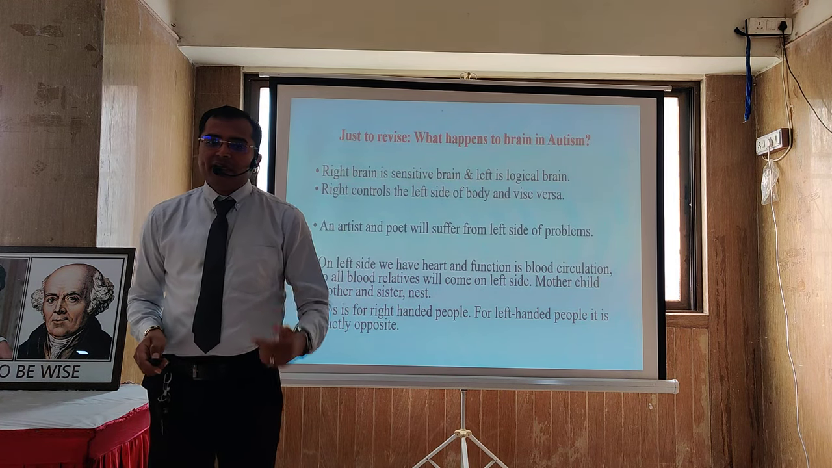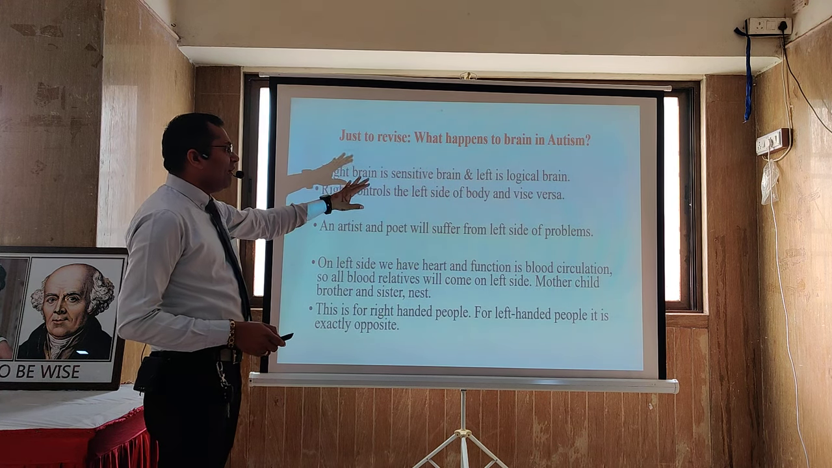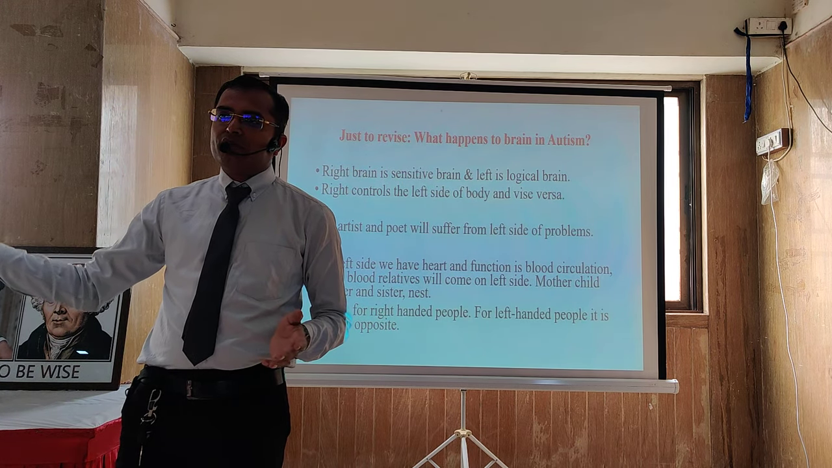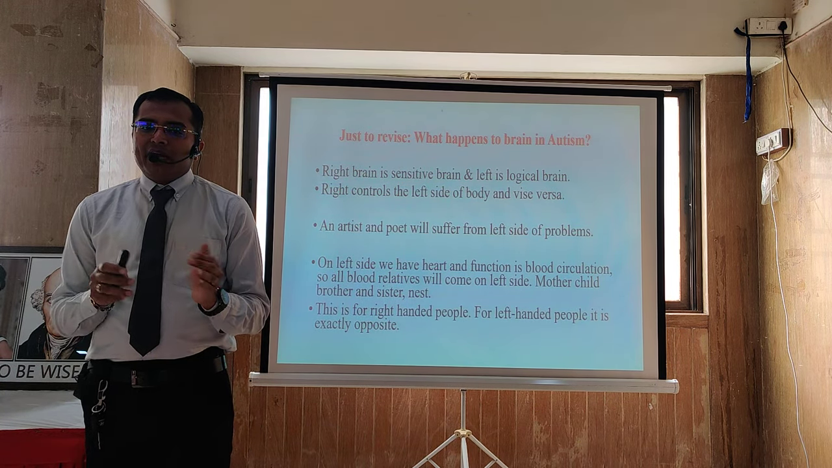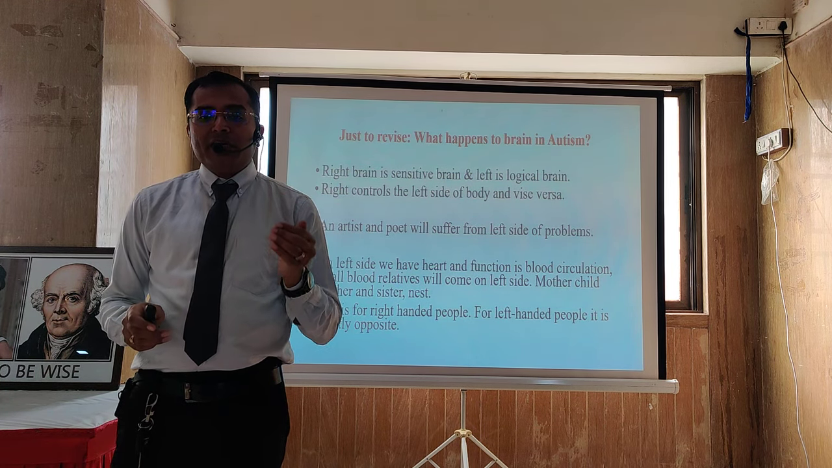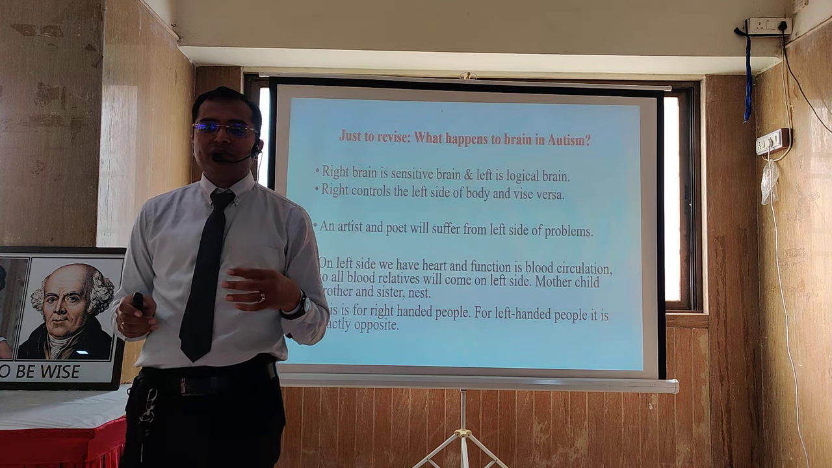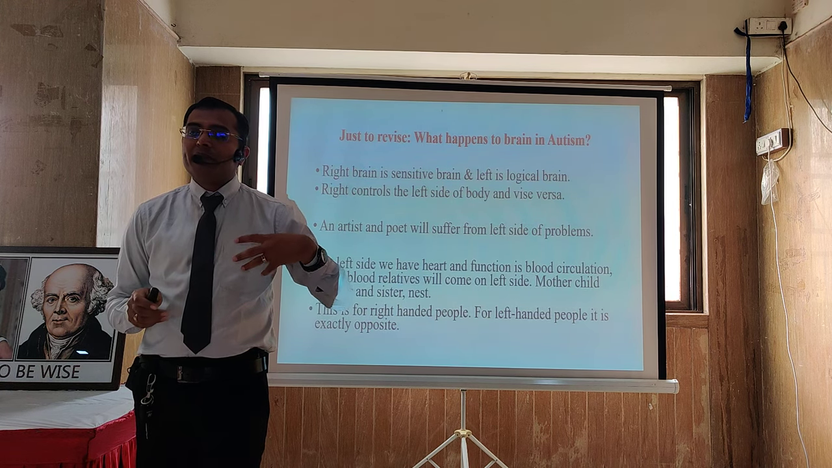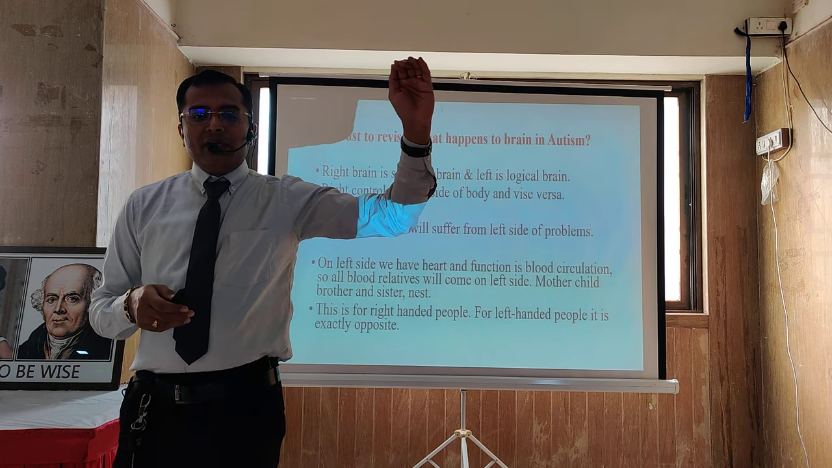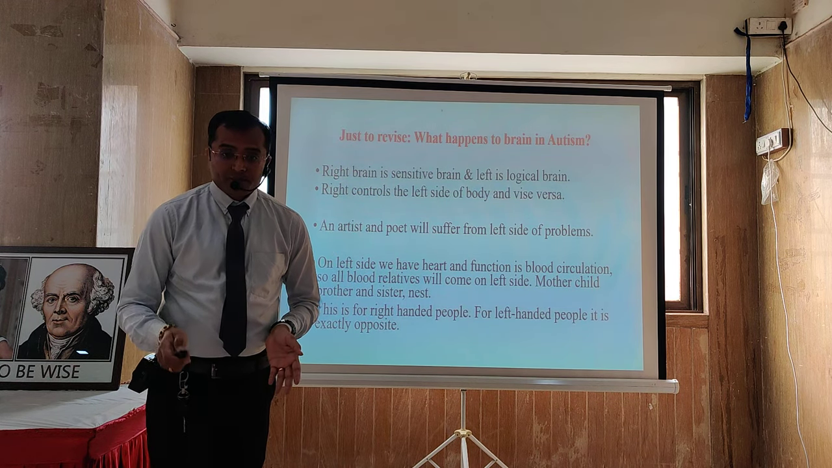So just to revise what happens in autism. The right brain is the sensitive brain and the left brain is the logical brain. We all know the right controls the left side of the body and the left controls the right, vice versa. So an artist and poet will suffer from left side of the body problems. On the left side we have the heart function of the blood, and the blood relatives will come on the left side. So mother, child, brother and sister, and nest. This is what I have mentioned in the Hammer's theory. This is for right-handed people, and for left-handed people it is exactly opposite.